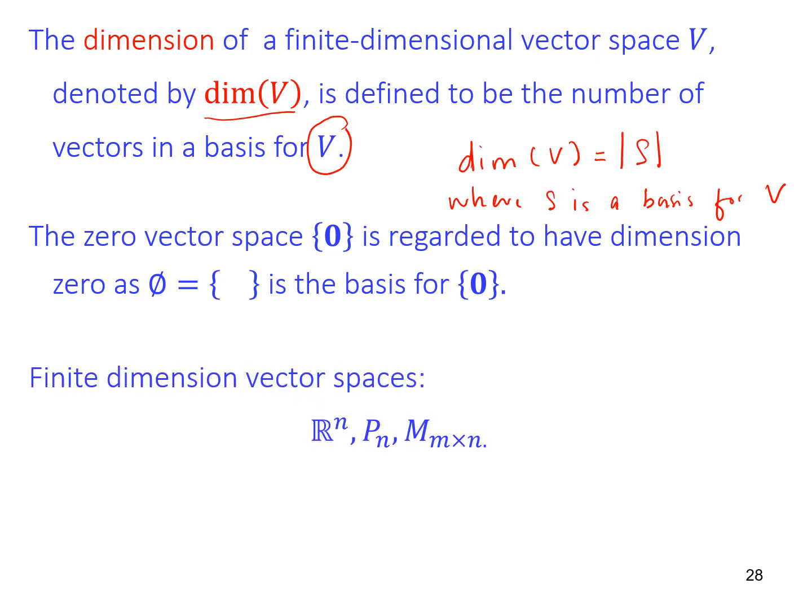Another example: a finite dimension vector space. A finite dimension vector space is a vector space with a finite number of elements in its basis. For example, Rn, n Euclidean space, polynomials of degree n, matrices of size m times n.